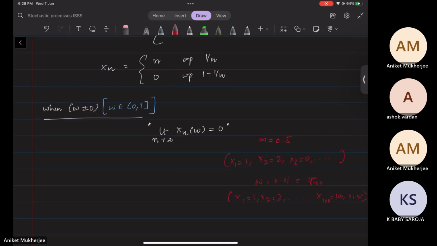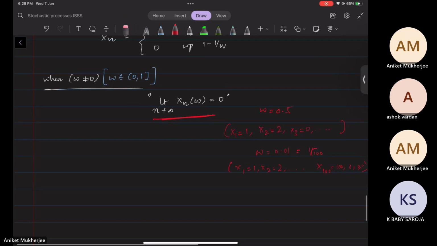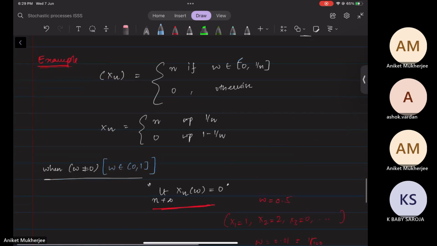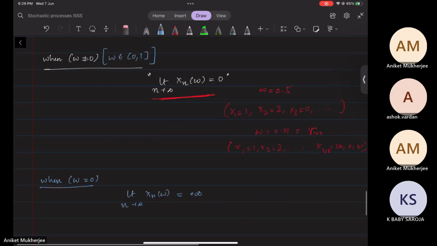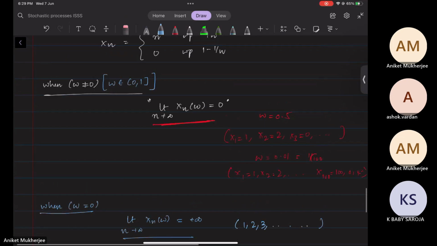So for any omega you give which is not equal to 0, this sequence will always converge to 0. That is what I've written here. But when omega equals 0, the limit as n tends to infinity of Xn(omega) equals plus infinity, because 0 will be there in the interval for any n you give me. So if omega is 0, the sequence would just be the natural numbers 1, 2, 3, and so on till infinity. So this will shoot up to infinity.